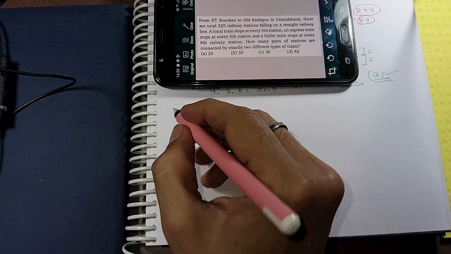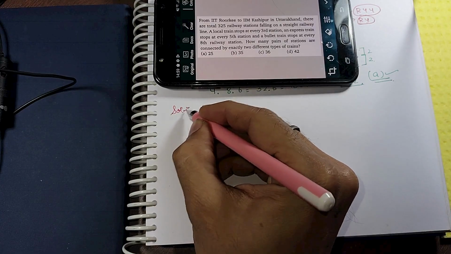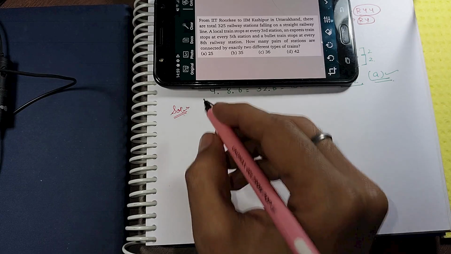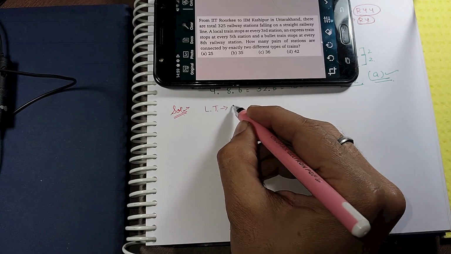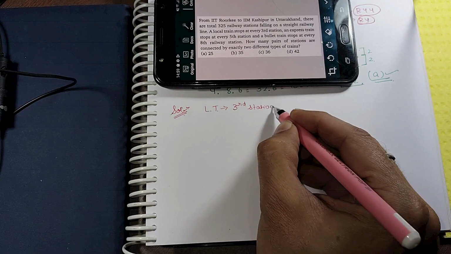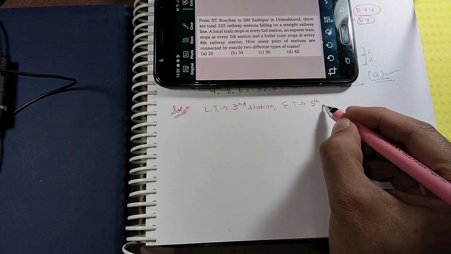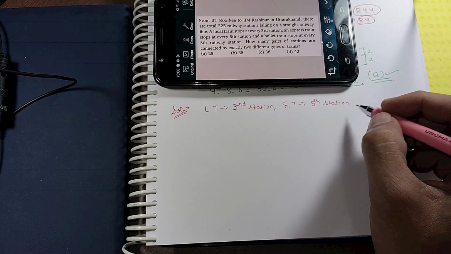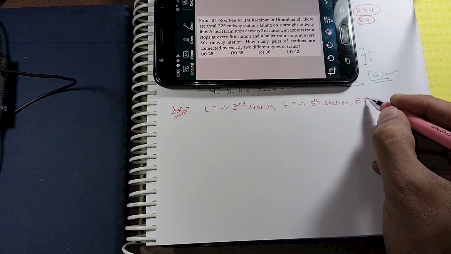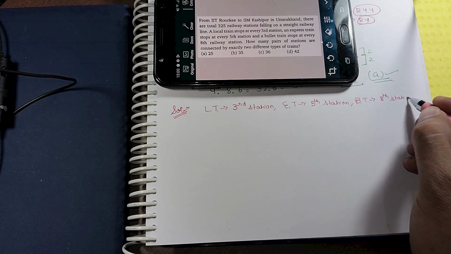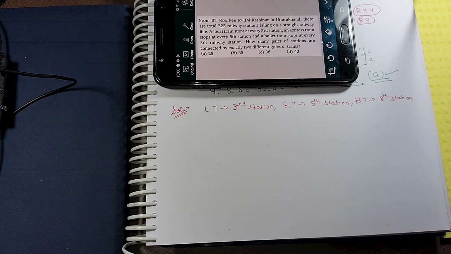From IIT Roorkee to IIM Kashipur in Uttarakhand, there are 325 railway stations falling on a straight railway line. A local train stops at every third station. An express train stops at every fifth station. And a bullet train stops at every 8th railway station. How many pairs of stations are connected by exactly 2 different types of trains?